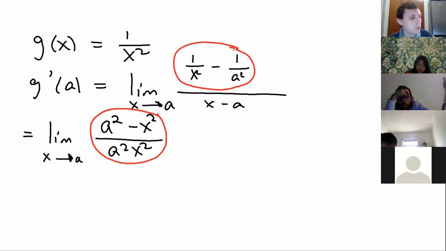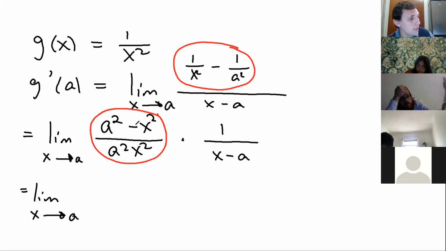That's the same as multiplying by 1 over x minus a. Good. Now, what is a squared minus x squared? I can write it as minus parenthesis x minus a, x plus a. Do you agree? I factor the minus, and it becomes x squared minus a squared.